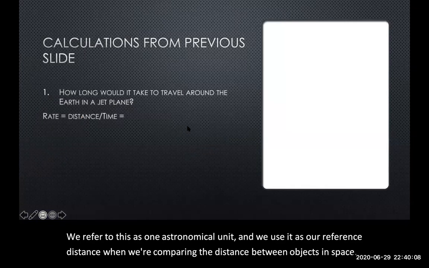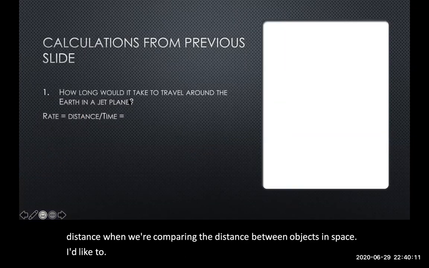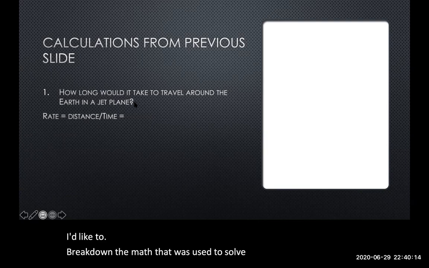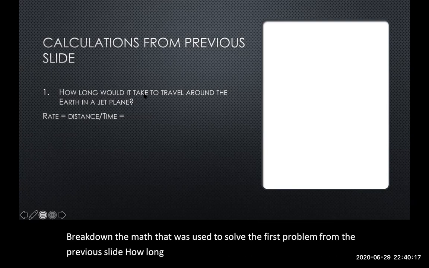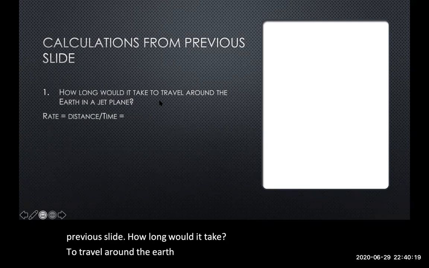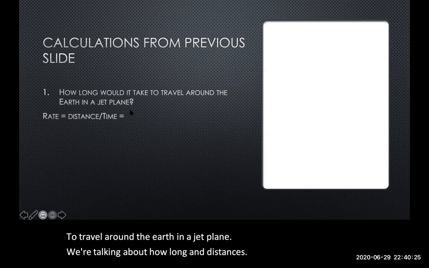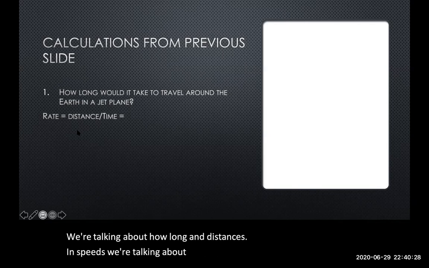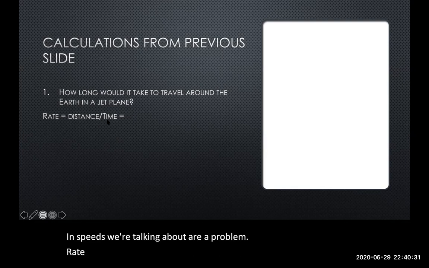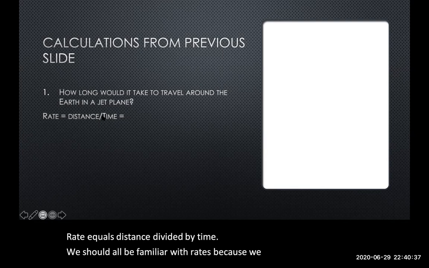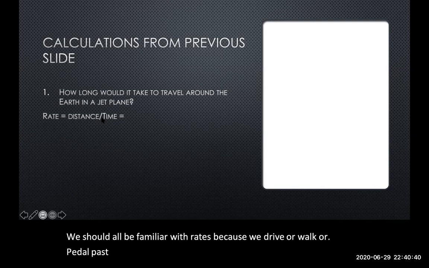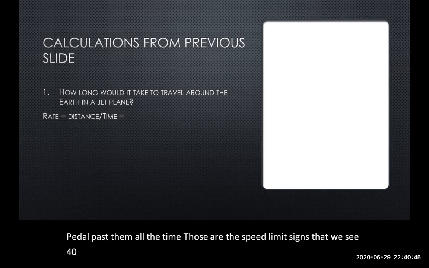I'd like to break down the math that was used to solve the first problem from the previous slide. How long would it take to travel around the Earth in a jet plane? When we're talking about how long, and distances and speeds, we are talking about a rate problem. Rate equals distance divided by time. We should all be familiar with rates because we drive or walk or pedal past them all the time. Those are the speed limit signs that we see. 40 miles per hour, for example, would be a rate, distance divided by time.